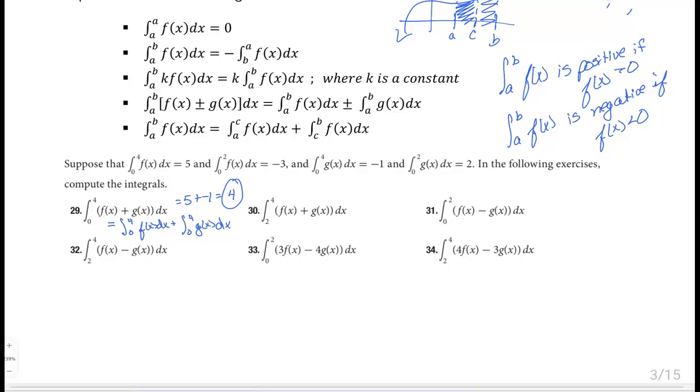30. I'm going from 2 to 4 of f plus g. So I'm going to think about integrating 2 to 4 of f plus 2 to 4 of g. So let's think about what we know. We know that 0 to 4 of f is 5 and 0 to 2. So I don't know what f looks like. Maybe it looks something like this.